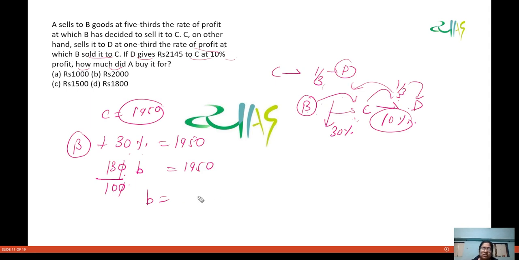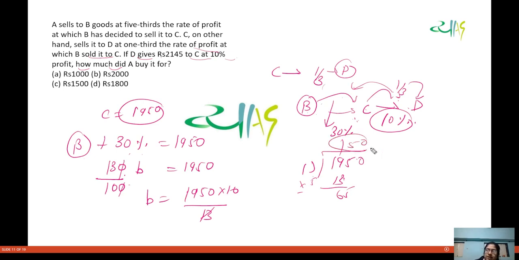Okay, so B is equal to how much? 1950 into 10 divided by 13. Divided by 13, and I think this will go directly because we have 1950. 13 one times is 13, and 13 fives is 65. So B got it at rupees 1500.